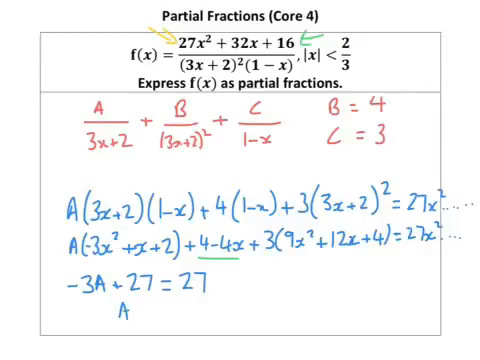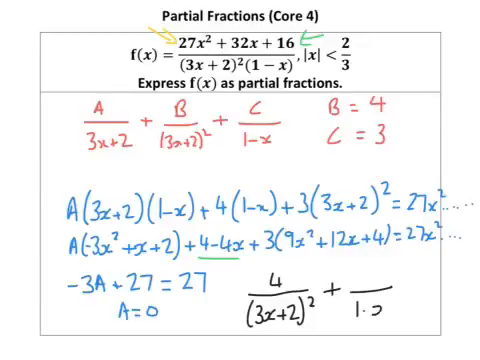So that means that A is 0, and so therefore I can write out my fractions as 4 over (3x plus 2) all squared, plus 3 over (1 minus x). Okay, so you just have to be a little bit careful to remember, and it's this bit here, this one that people forget, but other than that it's the same old process that you've seen before.